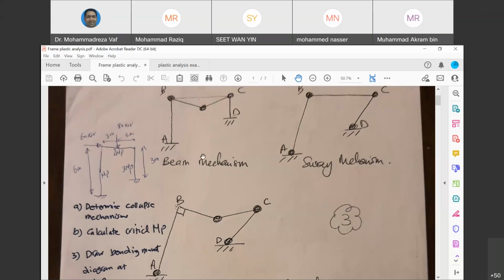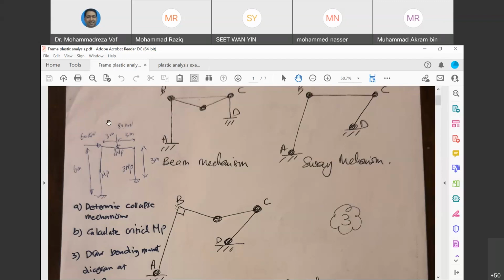Okay, so let's see, what is this question? This question shows one frame that has two columns with different length. The left column is 6 meter high, the right column is 3 meter. And as you can see, the MP values are not similar. The left column has single MP, and the beam 2 MP, and the right column has 3 MP, meaning the largest section is here, and this is the smaller cross section inside our frame.